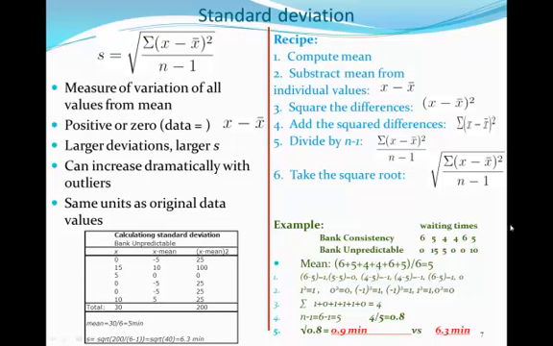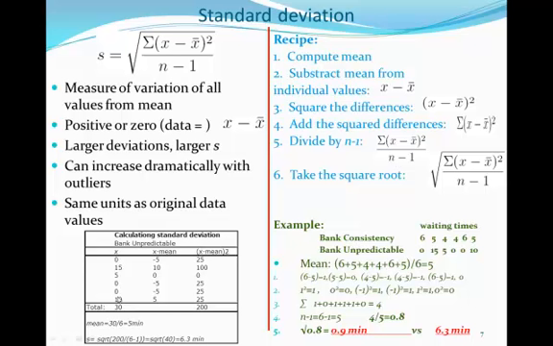So let's take a look at an example, right? We have two data sets. The bank consistency data set, where the object is waiting time. We get 6, 5, 4, 4, 6, 5. And the bank unpredictable data set, where we get 0, 15, 5, 0, 0, 10. So based on this recipe, first of all we lay down all the data values. We take the bank unpredictable data set, right? So it's 0, 15, 5, 0, 0, 10.